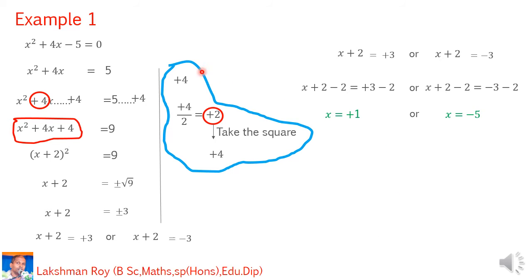So this is the completing square method, right? So you may say it is a long method, but it is not actually a long method, right? This is an easy method if the coefficient of x square is 1 and this number is divisible by 2, right? So solve.